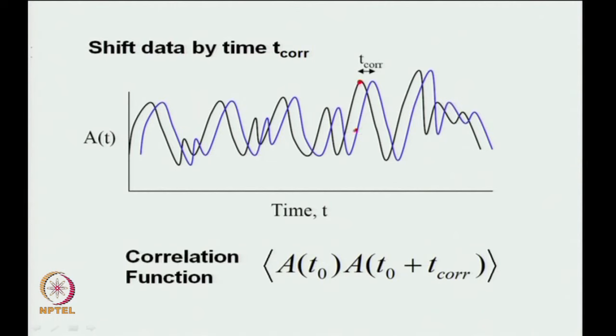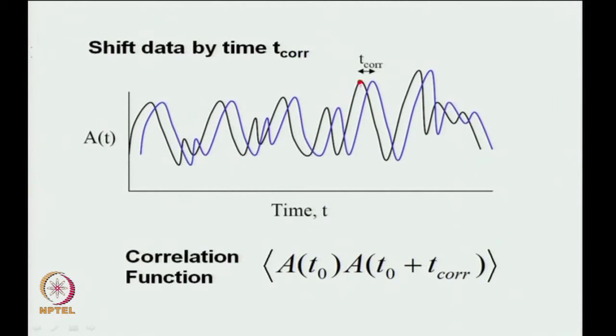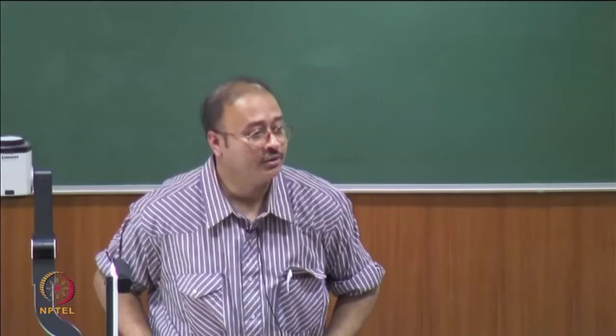the blue curve, is not it? At the same point, at the same time t, the blue curve has moved. So, this value has already come down to this, but this black curve is still there because this is what my initial was. Now, think about this. What will happen is if I take the product of A t0 times A t0 plus t correlation, don't you see that because this t correlation is shifting like this, the product of A t naught times A t naught plus t correlation is decreasing? Do you see that or not?